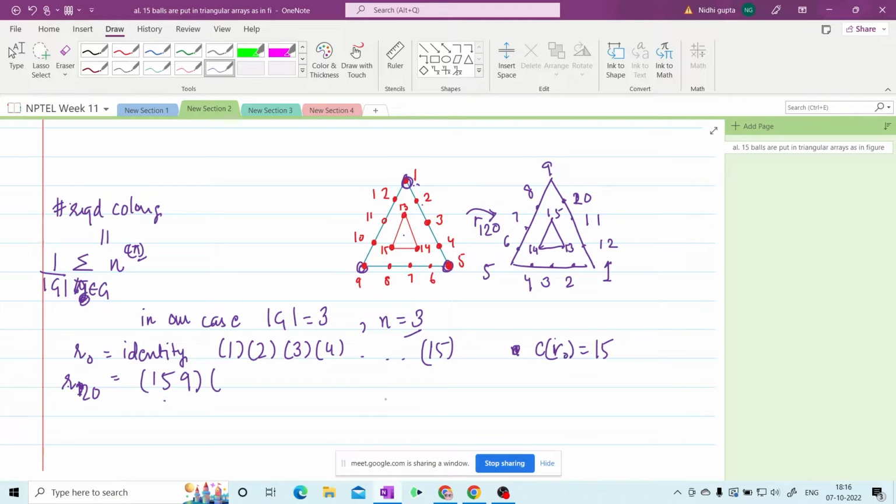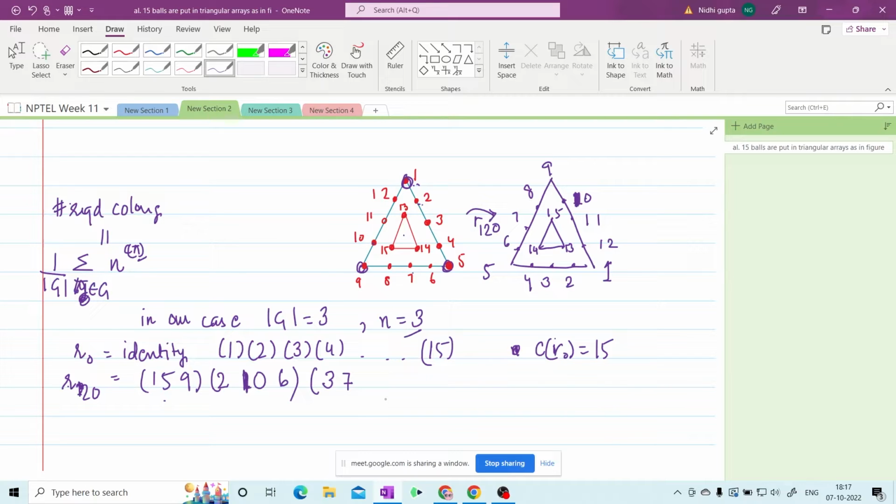Now we look at 2. 2 goes to 10. And where is 10 going? 10 goes to 6. And where is 6 going? 6 goes to 2. So this cycle is again closed. And similarly for others, we see 3 will go to 7.